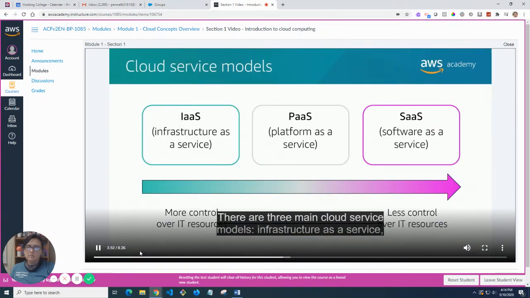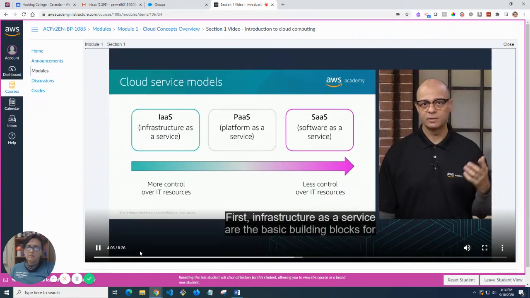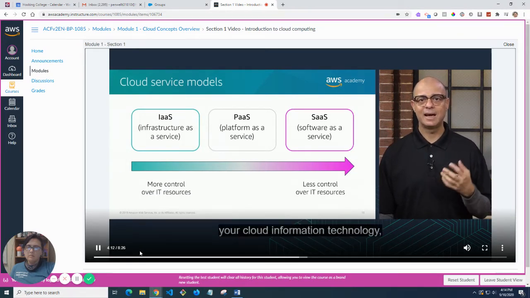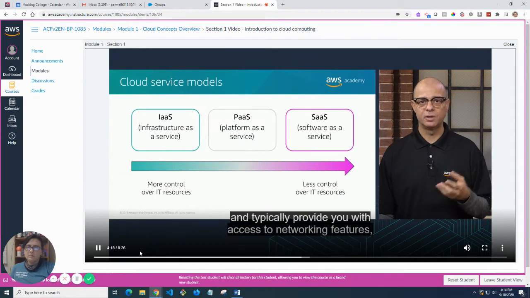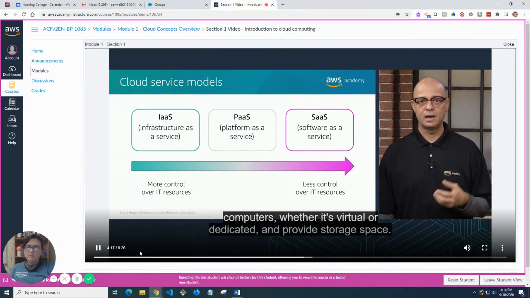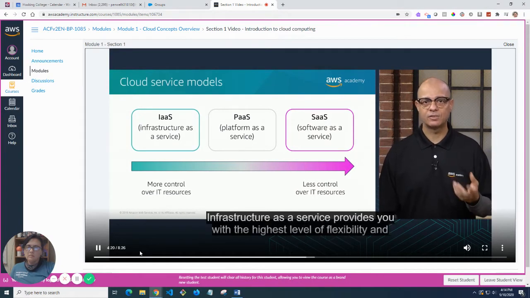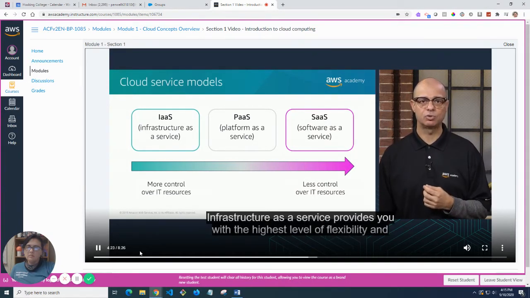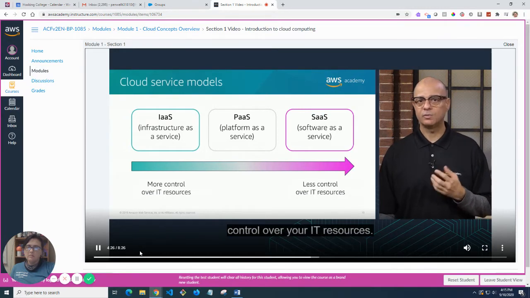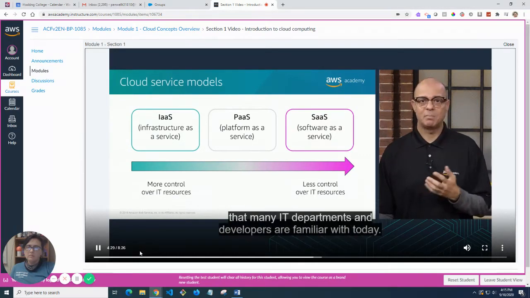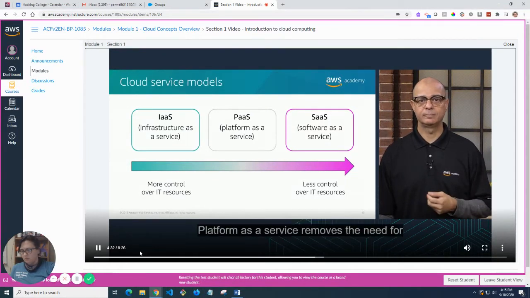There are three main cloud service models: infrastructure as a service, platform as a service, and software as a service. Each model represents a different part of the cloud computing stack and gives you a different level of control over your IT resources. First, infrastructure as a service are the basic building blocks for your cloud information technology and typically provide you with access to networking features, computers, whether it's virtual or dedicated, and provide storage space. Infrastructure as a service provides you with the highest level of flexibility and control over your IT resources. It is most similar to your existing implementation that many IT departments and developers are familiar with today.